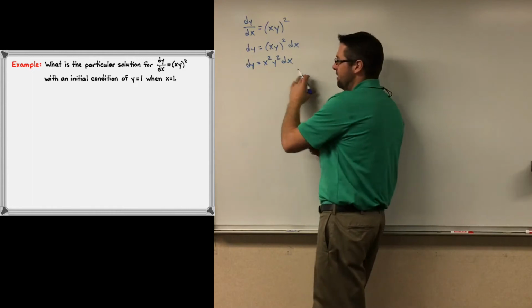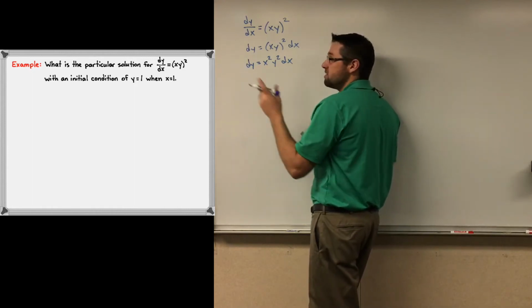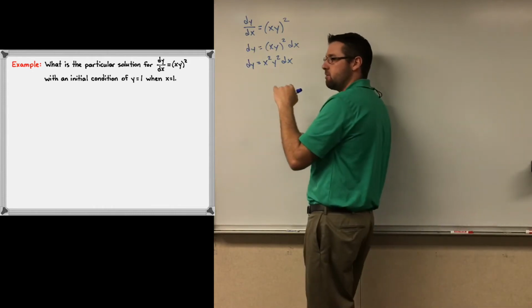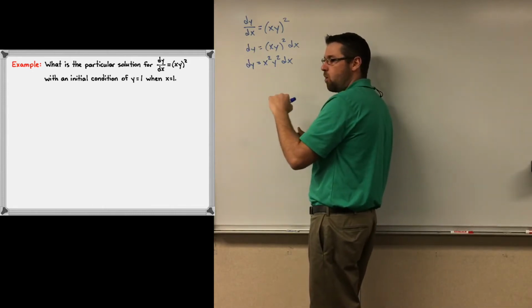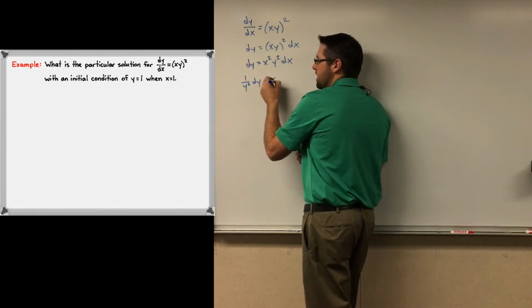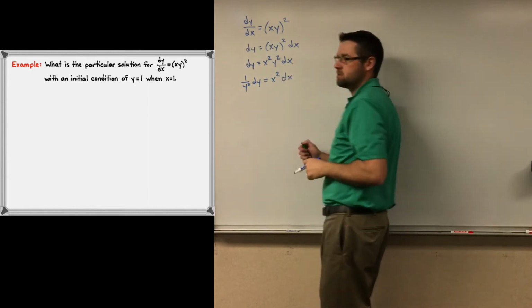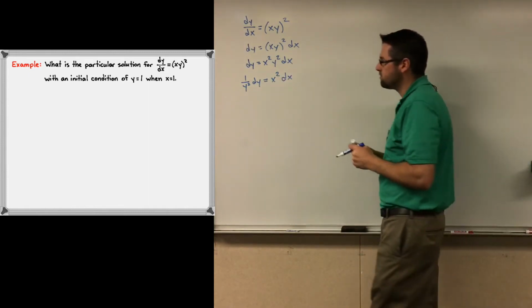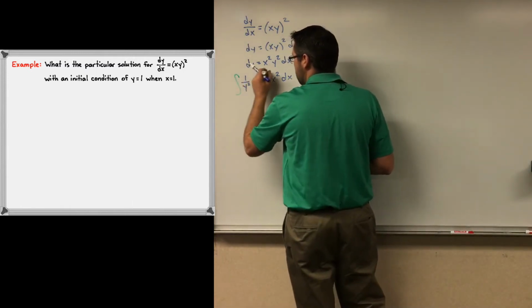All right, now what? Divided by y squared. Now, I'm not going to write it as divided by y squared. I'm going to write it as multiplying by 1 over y squared. So this will be 1 over y squared dy equals x squared dx. You guys okay with this? Okay. Now what's the next step? Integrate both sides?